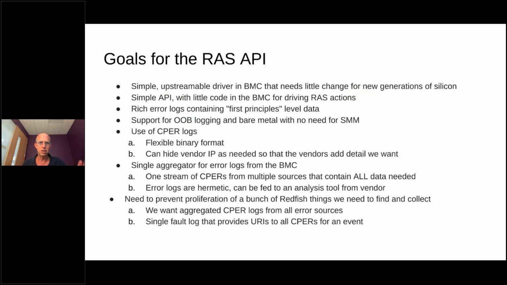Now, I'm not speaking for Meta or anyone else, but I'd like a simple upstreamable driver in the BMC that needs little change for new generations of silicon. And it's a simple API with little code in the BMC, but it allows us to gather error logs and drive RAS actions. But we want the error logs to be rich. When I say first principles level data, I'm talking about which bits were flipped and what the pattern is. It's not just, oh, you had this error, but details about the scope of the error and details that you would use to understand more about how the hardware failed and improve the quality of the hardware in the future. And I care about out of band logging and bare metal.